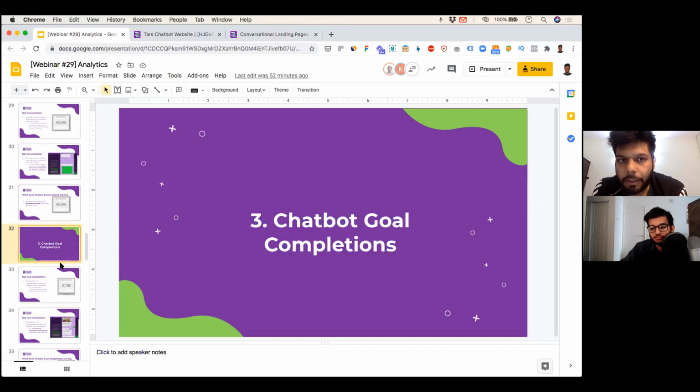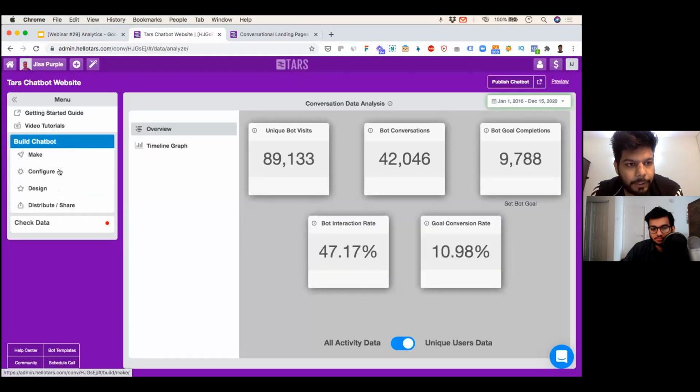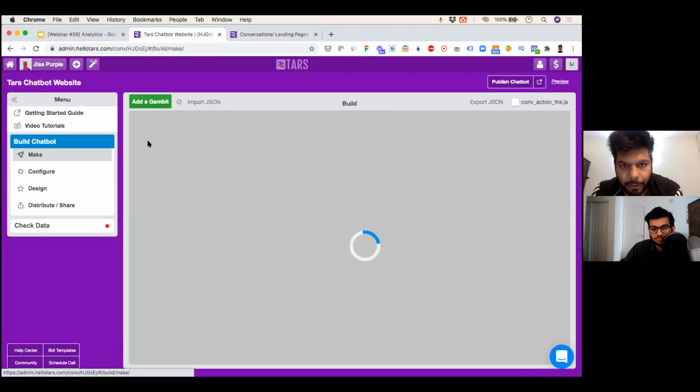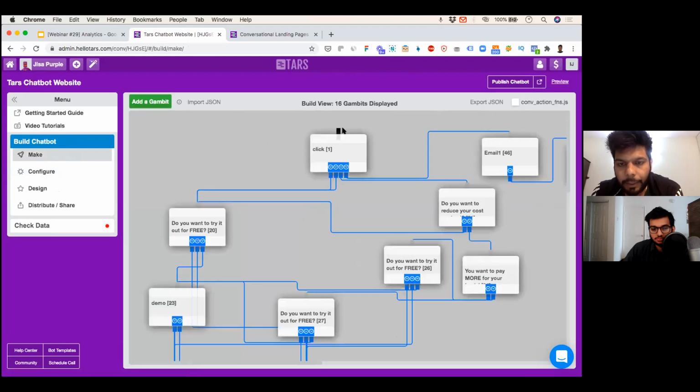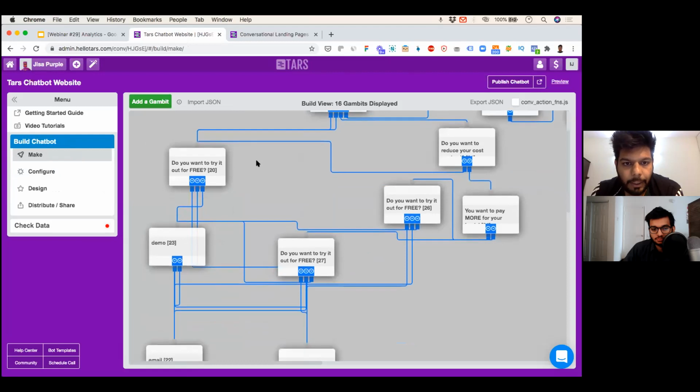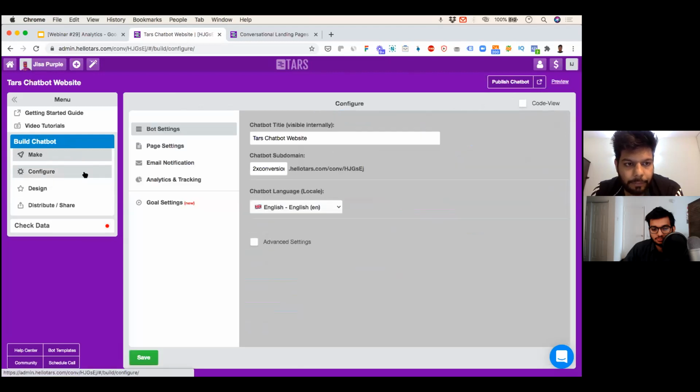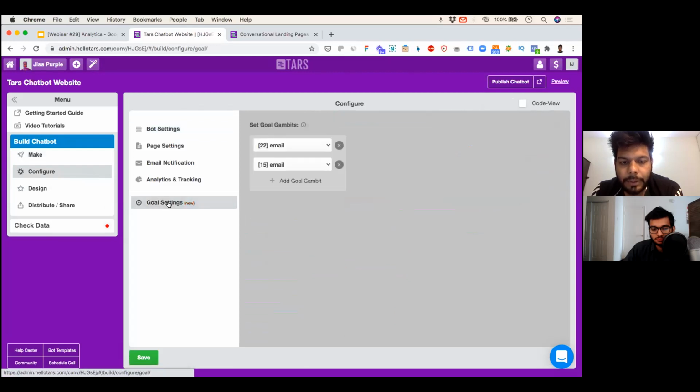If you are running any sort of lead generation or lead qualification use case, it's going to be pretty straightforward. You're going to look at how many people complete and answer all of my qualification questions, right? Could be anything. Now, once you go in the configure section after you've built out the entire workflow, this is my chatbot workflow. I can go in the configure section here after I've built out the flow and define goal settings here.